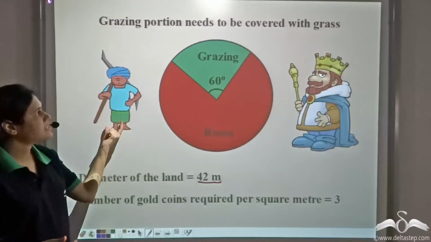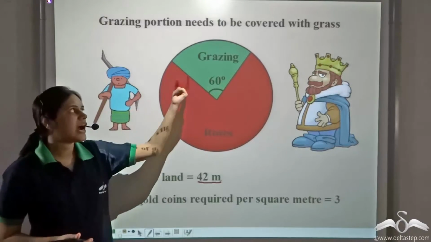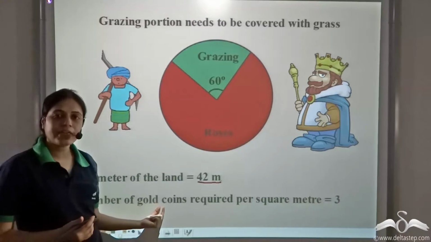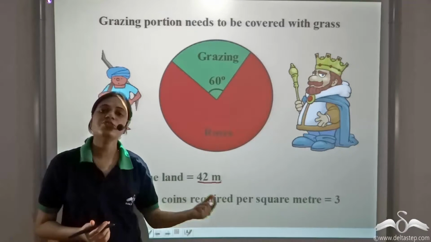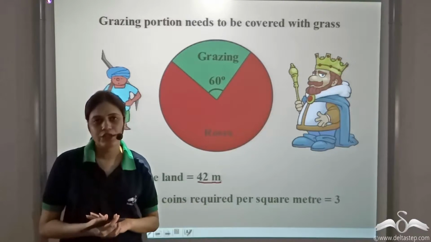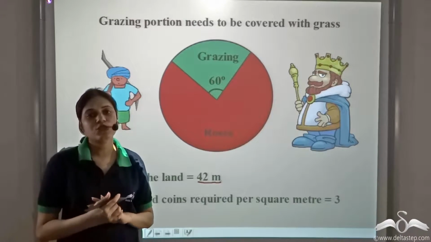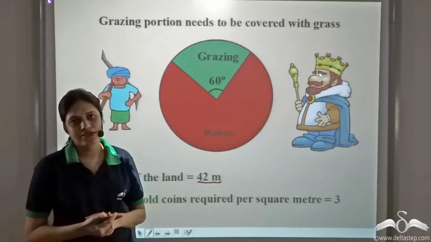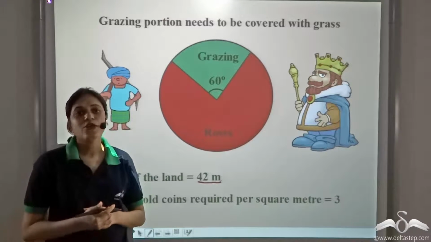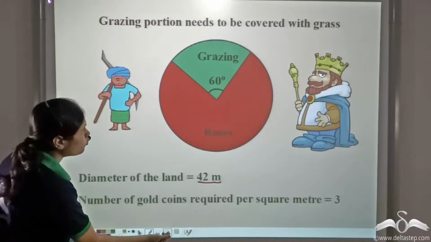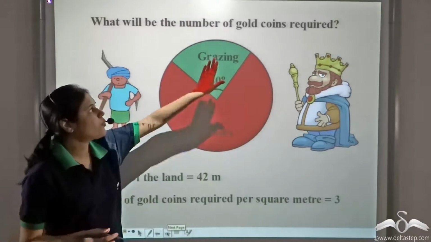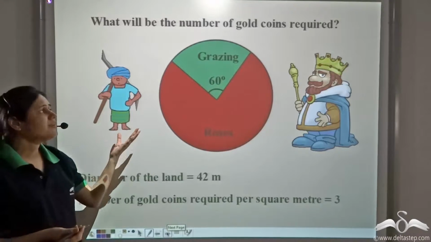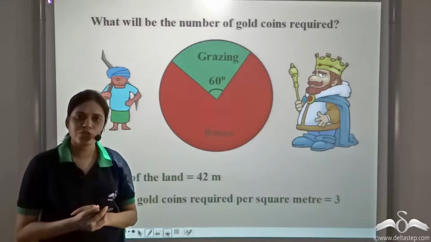Now, he asks his gardener to put grass on the grazing portion. The cost which he will incur for putting grass on every square meter will be 3 gold coins. So, the king needs to spend 3 gold coins for every square meter of grass. So, the king asks the gardener, what will be the total number of gold coins required to put grass on the entire grazing portion? For this, the gardener needs to find the area of the grazing portion.